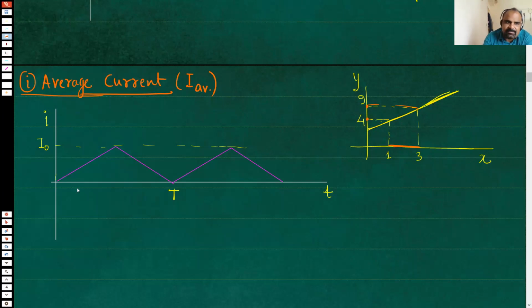But if I keep everything else the same, but I change the function like this, so now it is no more linear. It is, let's say, a quadratic function or anything other than linear. Now the average will not necessarily lie exactly at the middle.